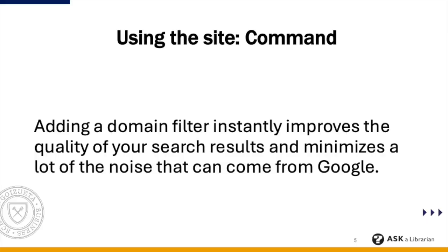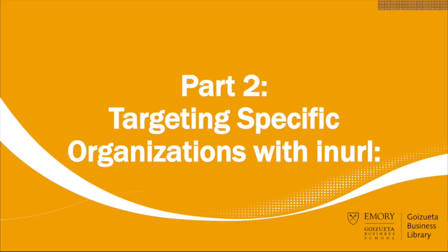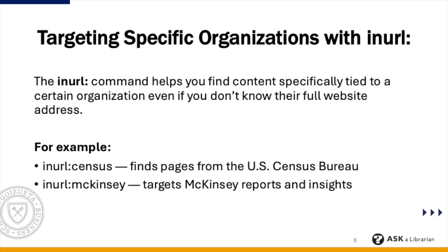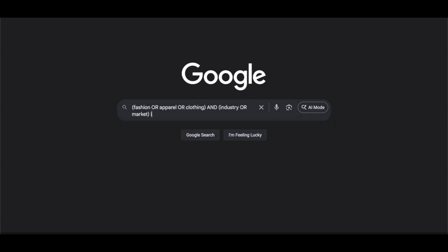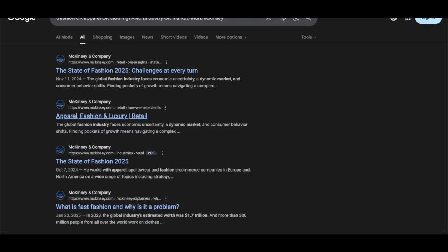Part 2, targeting specific organizations using INURL colon. The INURL colon command helps you find content specifically tied to a certain organization, even if you don't know their full website address. For example, INURL colon census finds pages from the U.S. Census Bureau. INURL colon McKinsey targets McKinsey reports and insights. It's like telling Google, only show me pages related to this trusted source.